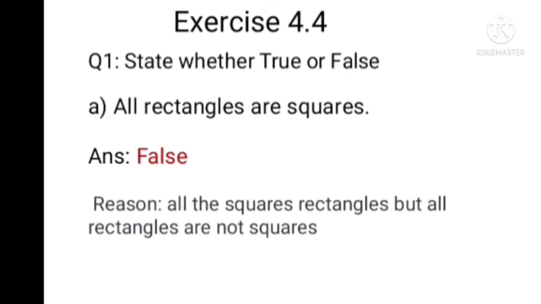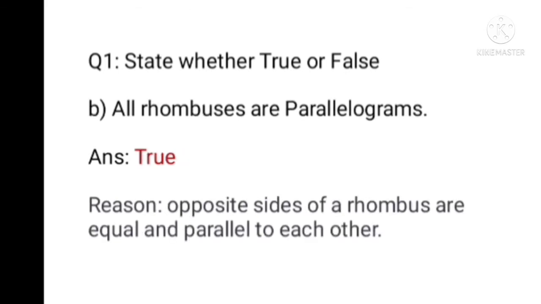Next one, all rhombuses are parallelograms. What is a rhombus? In a rhombus all the sides are equal. So that is true, because in a parallelogram, what is it? Opposite sides are equal and parallel. A rhombus also has opposite sides equal and parallel. So that is true.